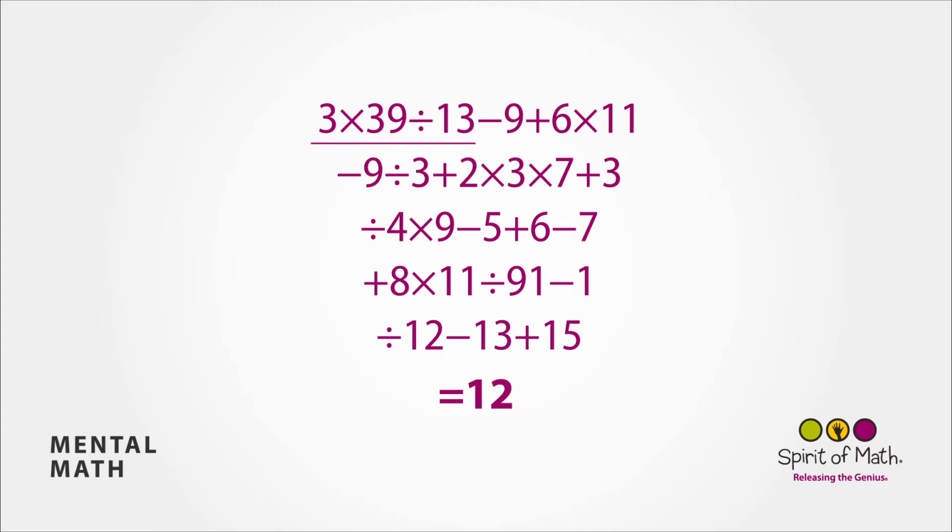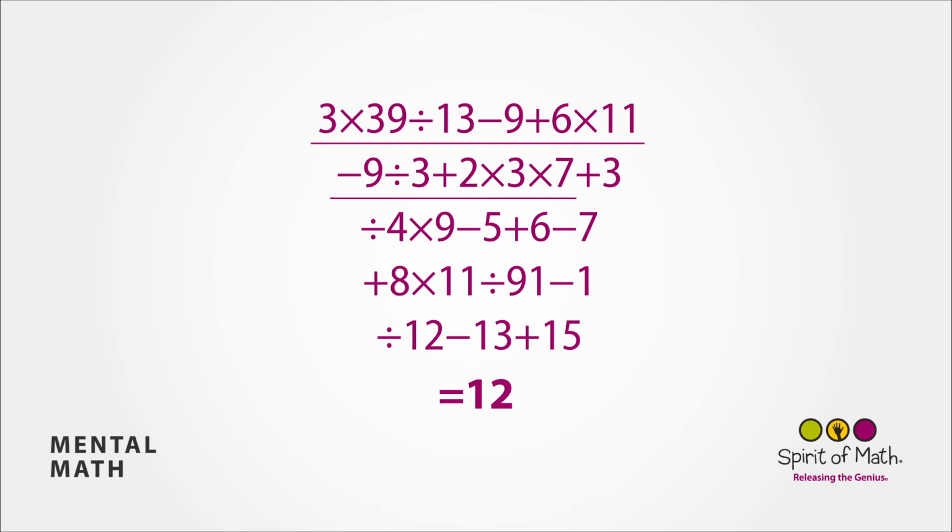So 3 times 39 divided by 13 is the same as 3 times 3, which is 9. Subtracting 9 gives you 0, and adding 6 gives you 6. Multiply that by 11 is 66. Subtract 9 is 57, and divide it by 3 is 19. Adding 2 is 21, and then you're going to multiply it by 3 and multiply it by 7.